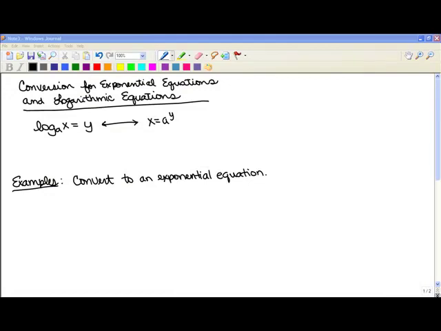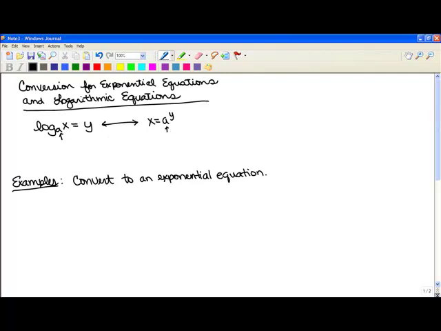This video will teach you about the conversion between exponential and logarithmic equations. If we have a logarithmic equation, we can convert it over to an exponential equation. And if we have an exponential equation, we can change it back into a log. Now notice how the base of the log is a, and the base of the power on the right is also a. So the bases will stay the same.